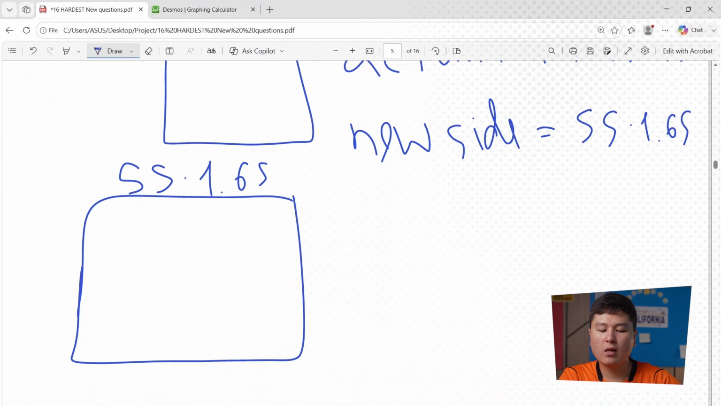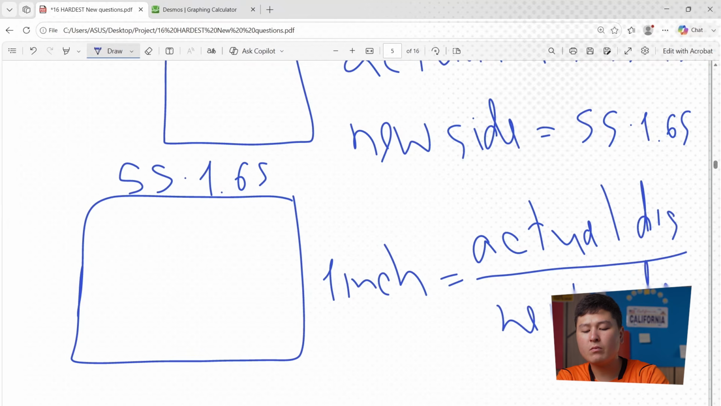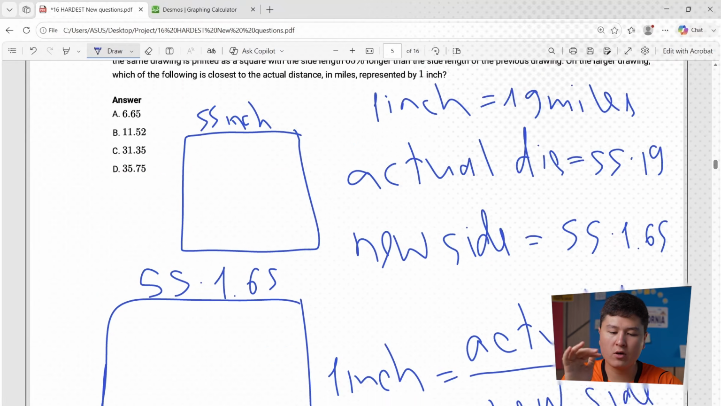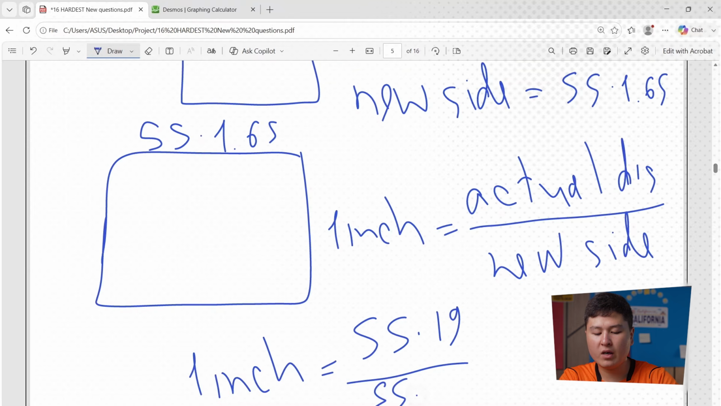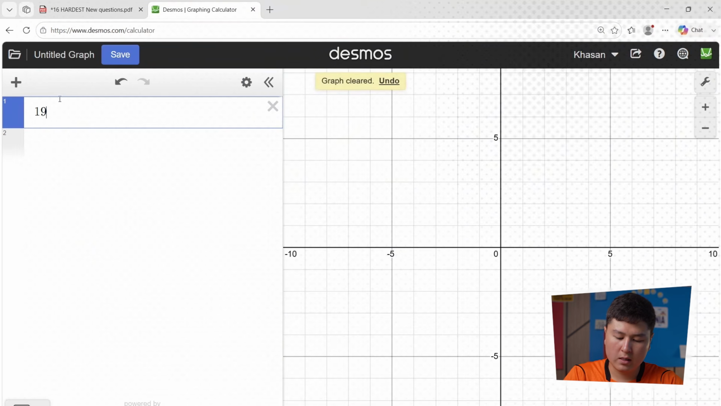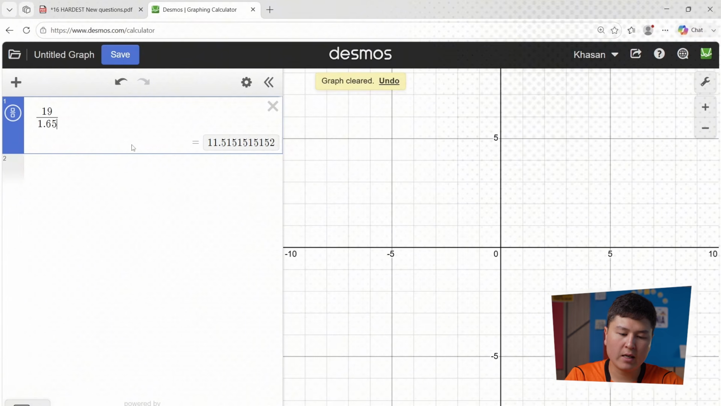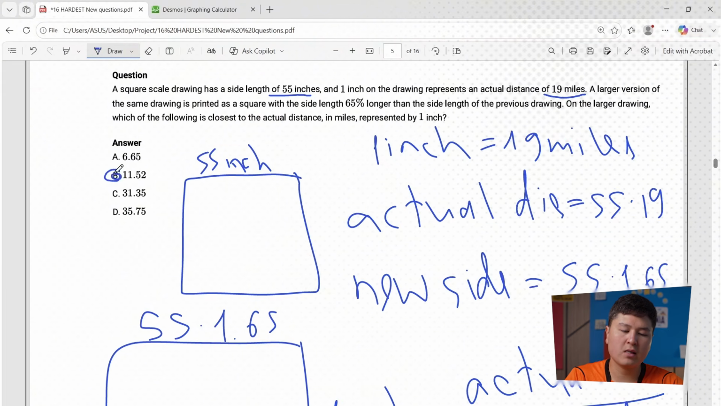And here to find what 1 inch equals, I just created a formula: the actual distance divided by the new side length. That's the formula that works all the time for this kind of question. And here we have 1 inch equals the actual distance, 55 multiplied by 19, divided by 55 multiplied by 1.65, and 55 cancels, and you just have to divide 19 by 1.65. 19 divided by 1.65, the answer is 11.52, that's given in option B.